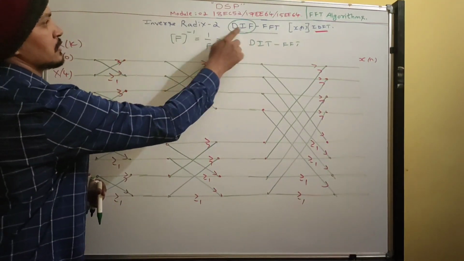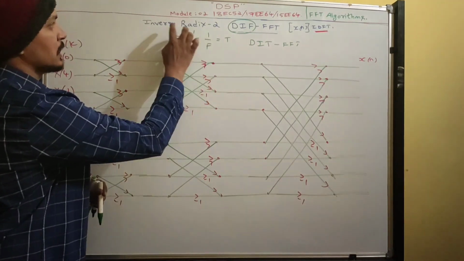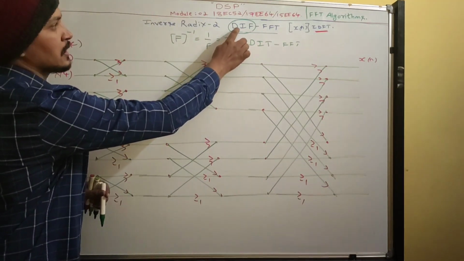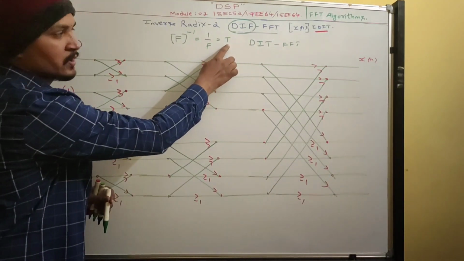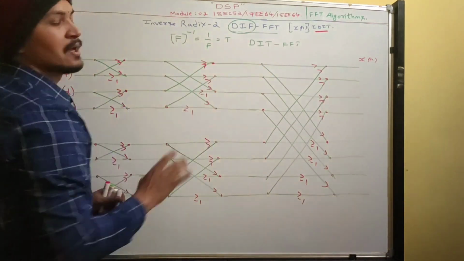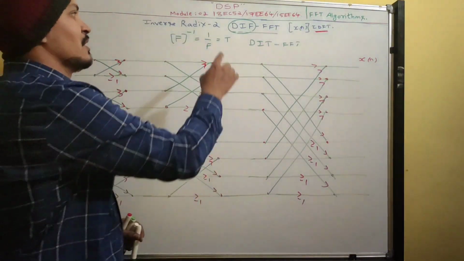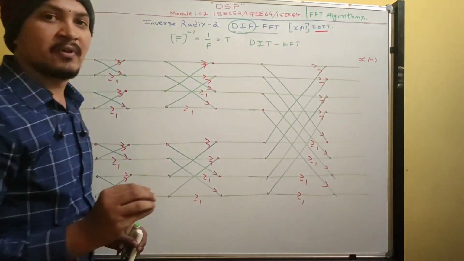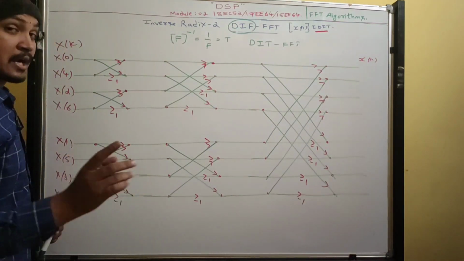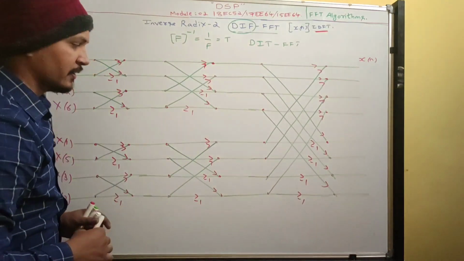Look once again. Frequency inverse means 1 by f. What is 1 by f? T. The inverse operation is done on this. Therefore it becomes decimation in time. Inverse cancelled. What is left? Radix 2 DIT FFT. So this signal flow graph is similar to the radix 2 DIT FFT. Check out the first one that I did. That is radix 2 DIT FFT.